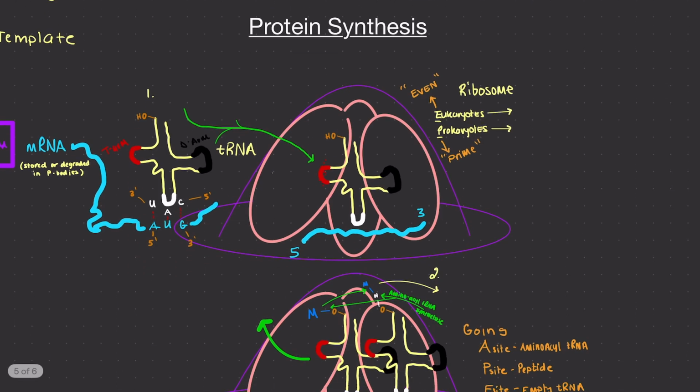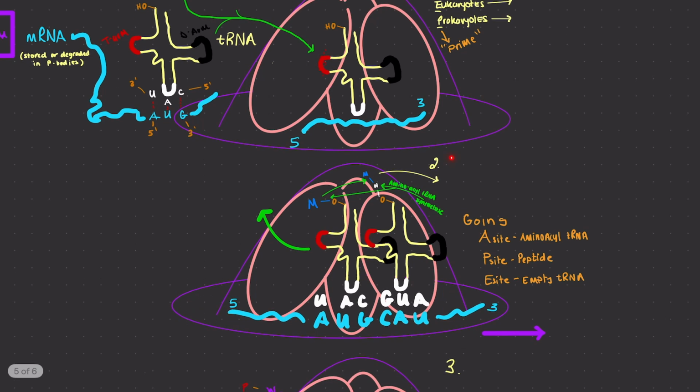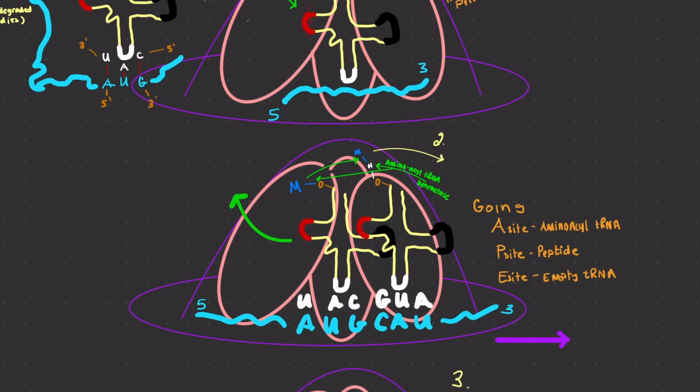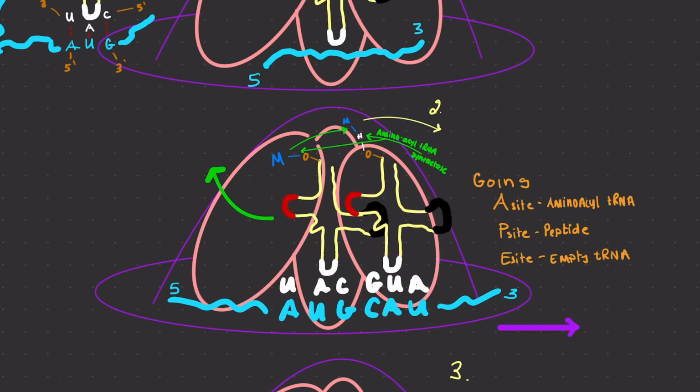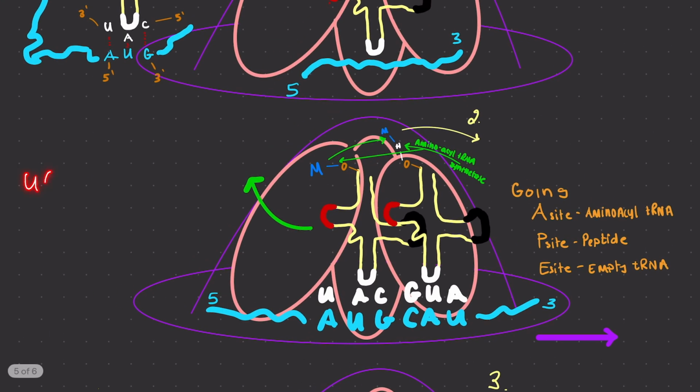Then we have elongation taking place, and we are going to link more amino acids to incoming tRNAs. This happens until you reach a stop codon, which would be either UGA, UAA, or UAG. To remember that, you can use the mnemonic: you go away, you are away, or you are gone.